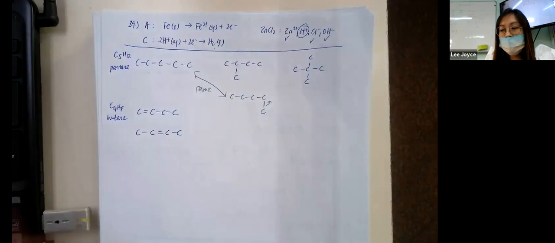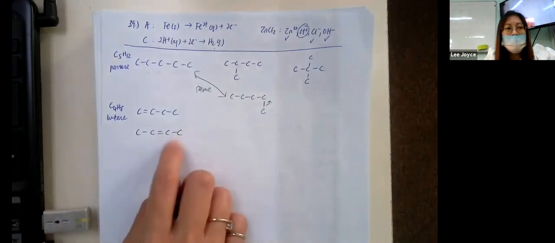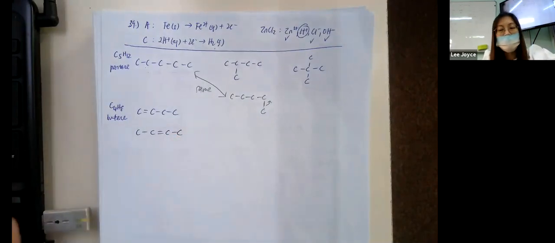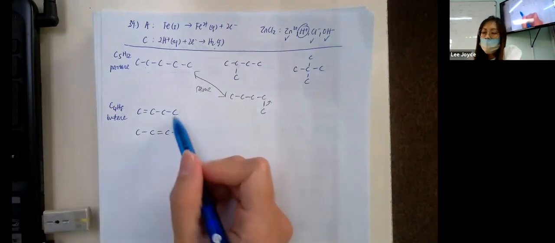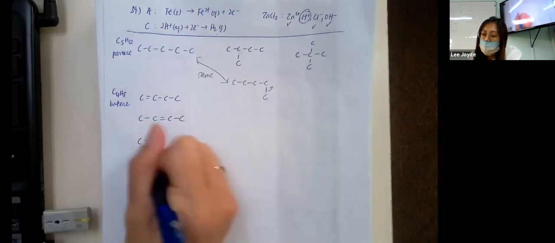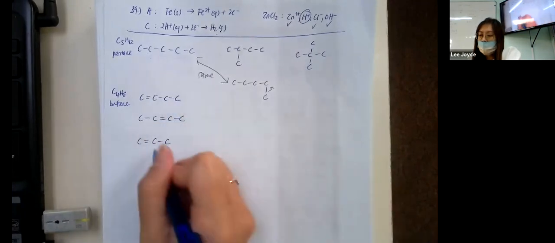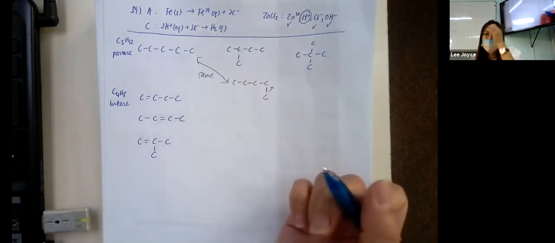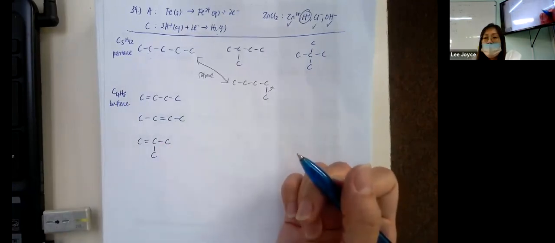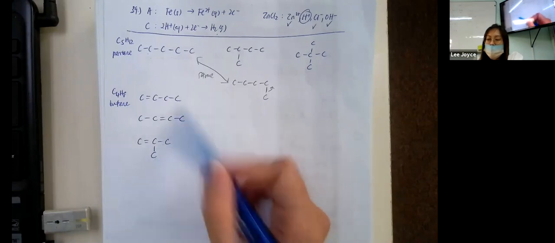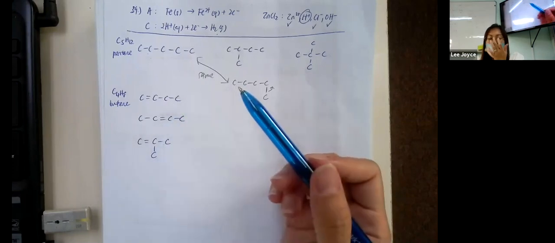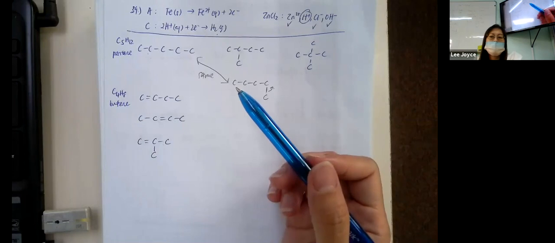But if there is a single bond in the alkene, it can still be rotated. So we will look at the position of the functional group. Or another way is we can shorten the carbon chain, from a 4 carbon chain becomes a 3 carbon chain, and then you make a branch. So these are all the isomers of the alkene butene, C4H8.